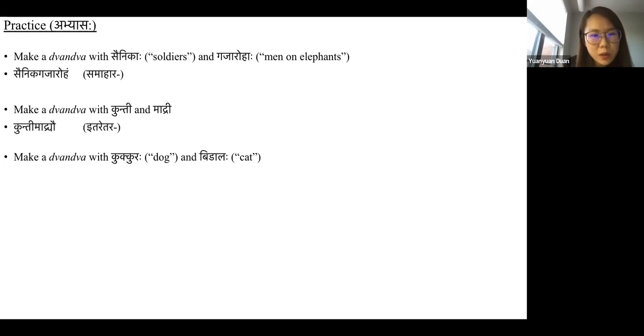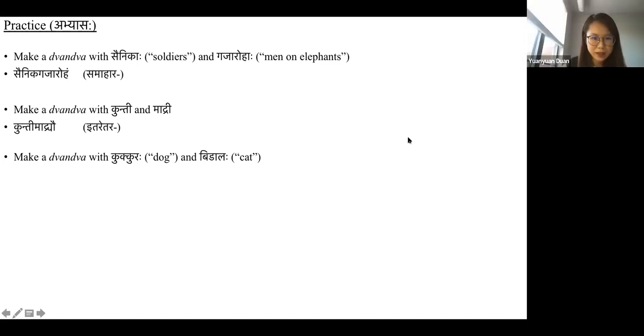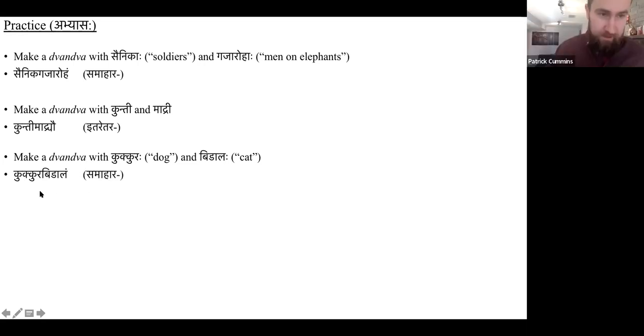So is that kukura, being a neuter? Exactly, it's bidalam, but no big deal. That's not the point. Exactly. Kukura bidalam. And could somebody add together Lakshmana and Rama to make a compound?